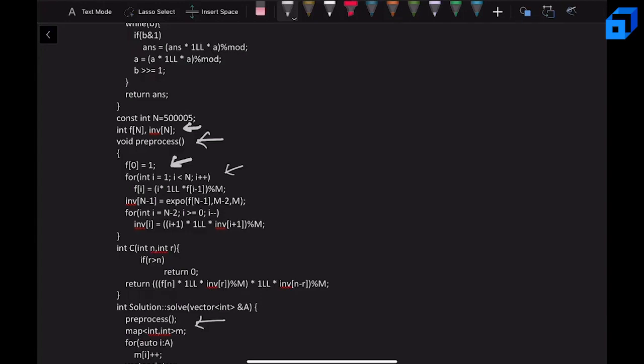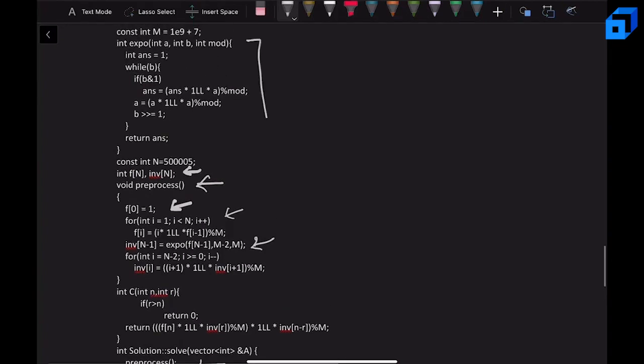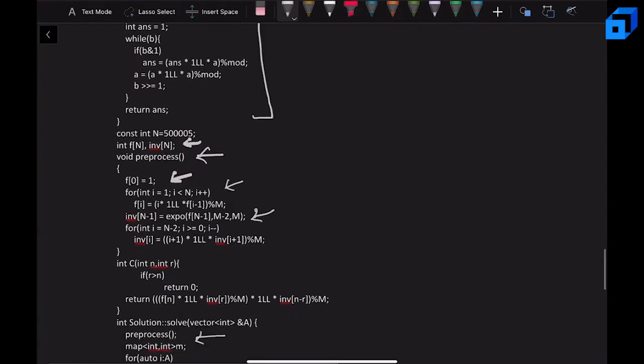And now we assign inverse factorial of n minus 1 as factorial of n minus 1 raised to m minus 2, and that can be done using binary exponentiation. Now for calculating inverse factorial of i, we will use inverse factorial of i plus 1. So inverse factorial of i will be i plus 1 into inverse factorial of i plus 1, because inverse factorial of i plus 1 is 1 upon i plus 1 factorial, and we'll multiply i plus 1 into it, and that will give us 1 upon i factorial.